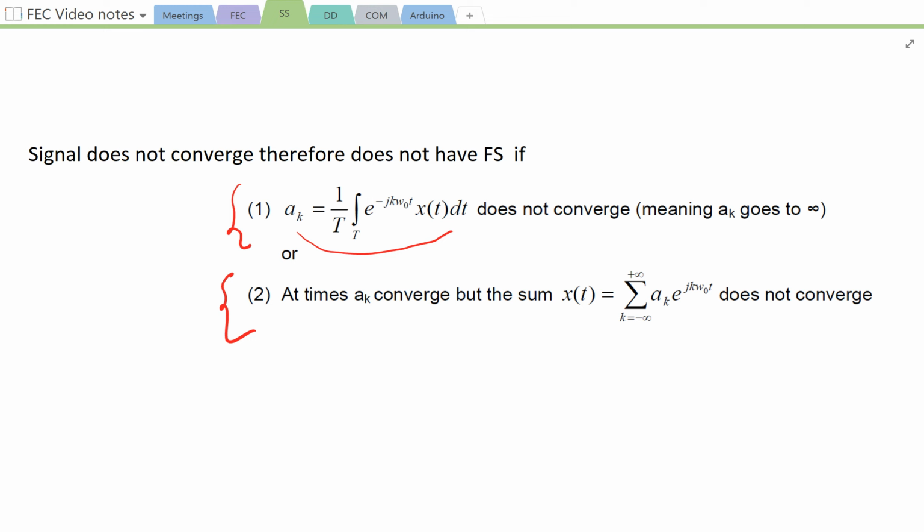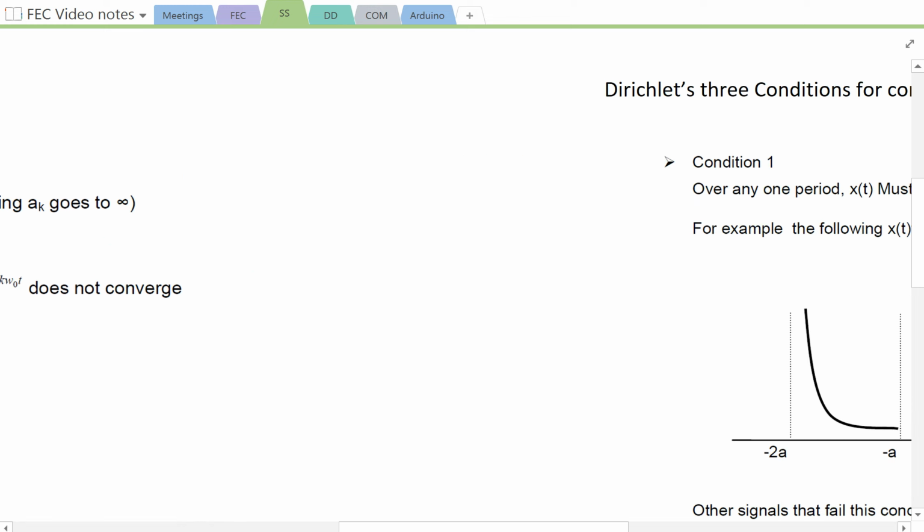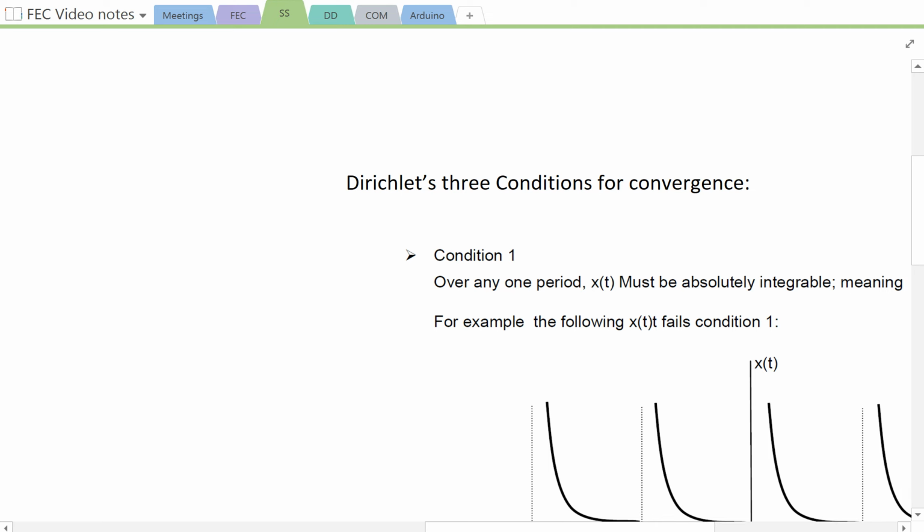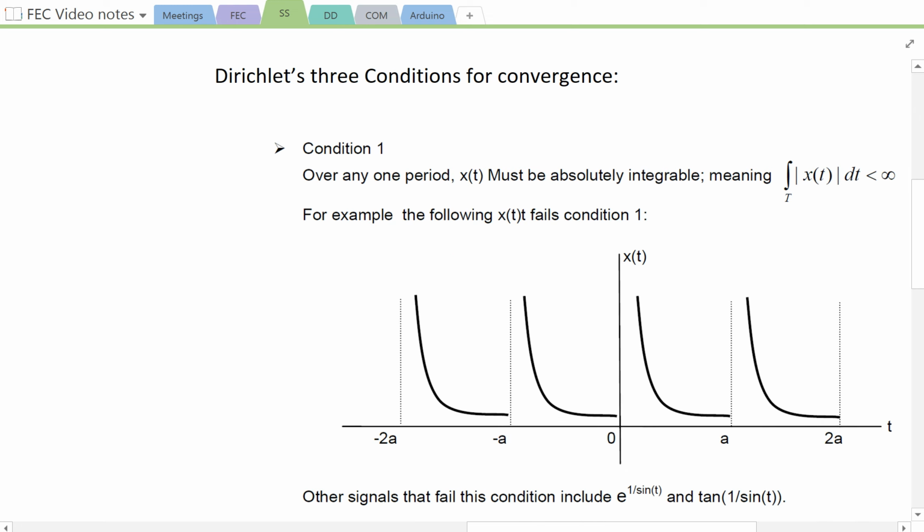A while ago, there was a fellow by the name of Dirichlet who came up with 3 conditions for convergence, which are really easy to test. And not only are they easy to test, but they also tell us something really important. The punchline is that there aren't too many signals that we care about that are non-convergent. In other words, that's really good news. That means the majority of the signals we are interested in are convergent, and we can find Fourier series for them. So let's take a look at the 3 conditions that Dirichlet came up with and see if they make sense.